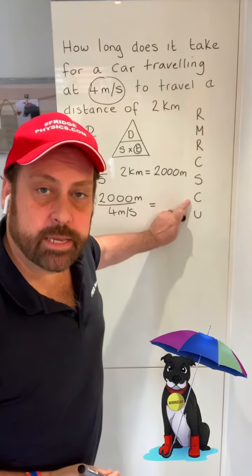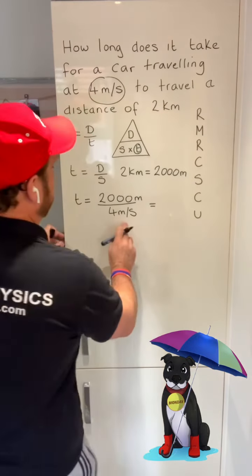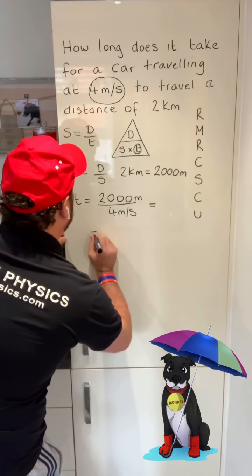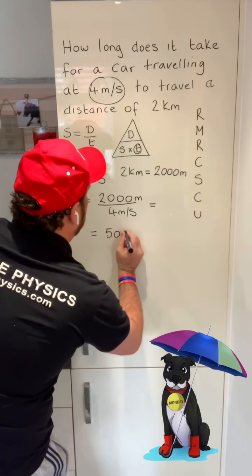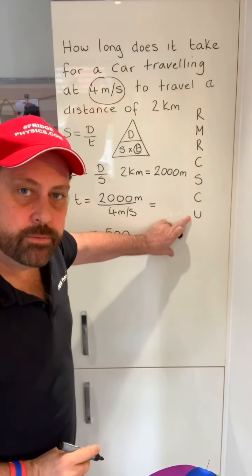C, calculate. So let's do the calculation. Well, 2,000 divided by 4 equals 500. And finally, U, what do we need to do?